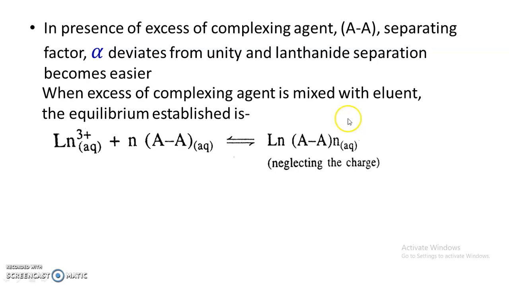Now when excess of complexing agent is mixed with the eluent, the equilibrium established is given by this chemical equilibrium: lanthanide ion plus 3 in aqueous phase, when it comes in contact with n moles of complexing agent in aqueous phase, forms a complex with the complexing agent, and we get Ln AA n aqueous. For simplicity again the charges are neglected.